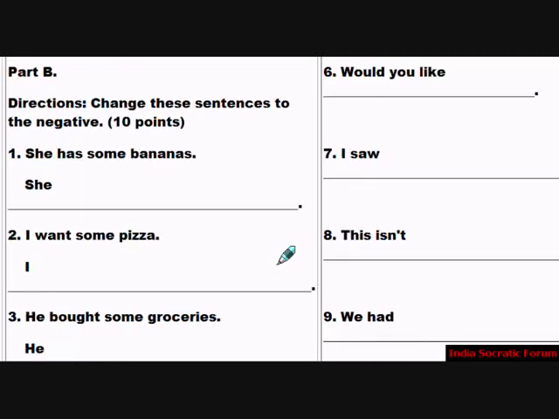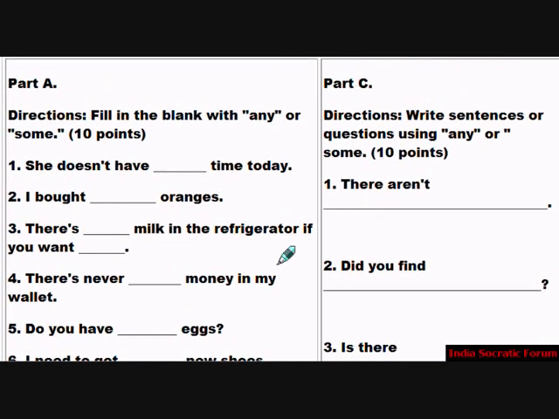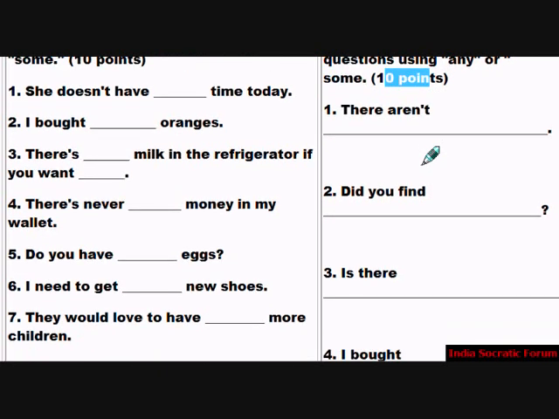Okay, let's go to the other question, part C. Directions: write sentences or questions using any or some. Okay, here is the thing, any or some. It has 10 points. Pause the video and try answering all the questions.